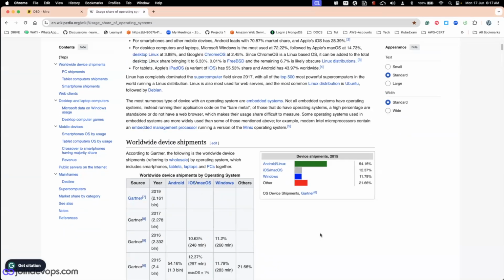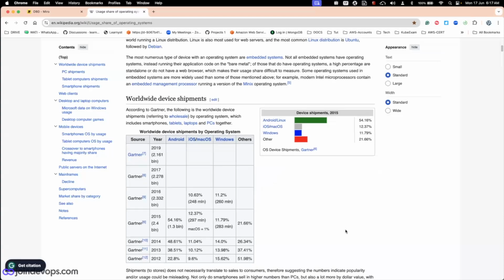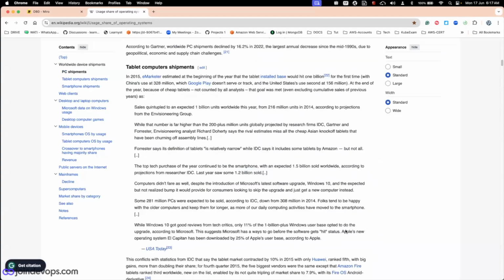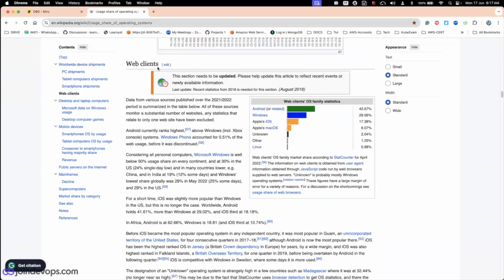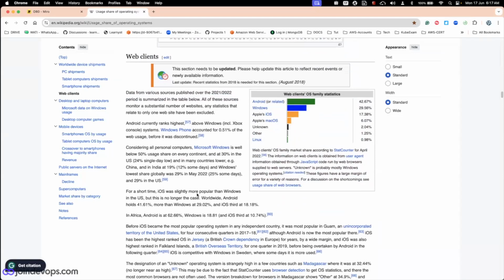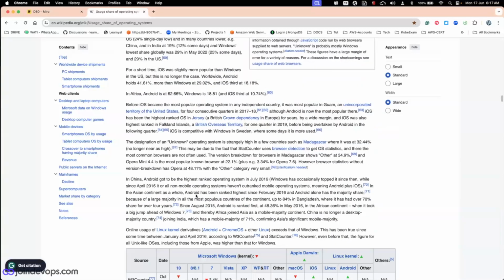So everyone agrees that there is no doubt Android is more widely used than Apple, right? So we don't bother. So that agrees. Now, web clients, by the way, on the data published for 2021-22, Android is leading there. Web client means where you use Chrome and all. So ultimately the devices are higher on Android, so the usage will also be Android web clients.